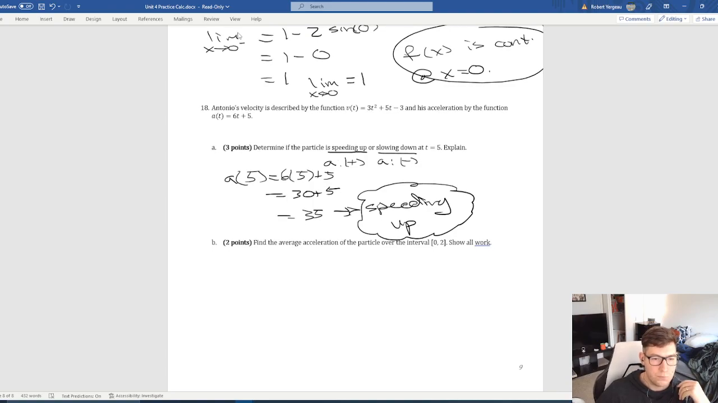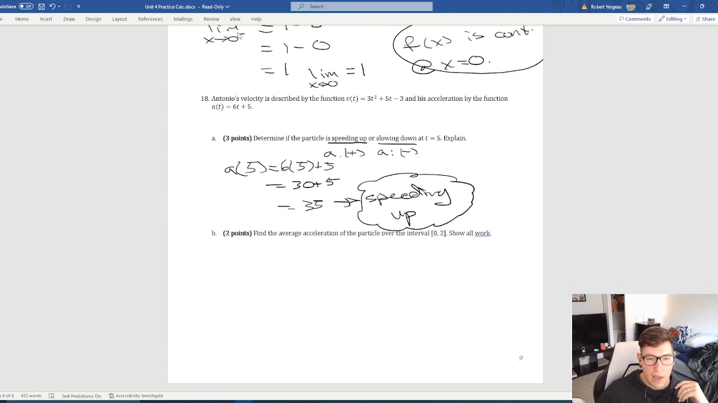And so now we need to find the average acceleration of the particle over the interval 0, 2. Now, this average acceleration, we've seen questions like it. I don't want us getting tripped up. This is literally just slope. It's literally find the slope between 0 and 2 using this essentially slope-intercept function. And so I'm going to start by finding the a of 0. That's going to be 6 times 0 plus 5. Well, that's going to be 5, okay?